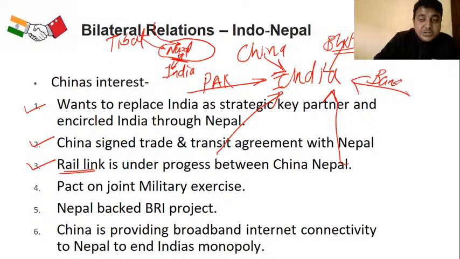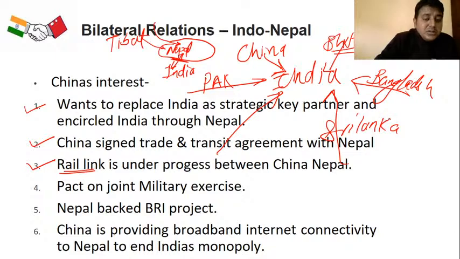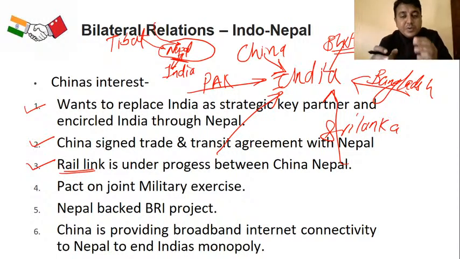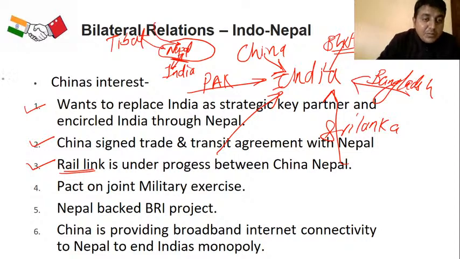Along with that, Bangladesh. China signed a trade pact with Bangladesh and supports their activity. Even Sri Lanka, we mentioned Hambantota. So this is the strategy of China to encircle India and pressurize them so that India could not focus more on its economic aspect. They have to think a lot about their neighbors. That is the problem. So that's why the rail link is under progress between China and Nepal.